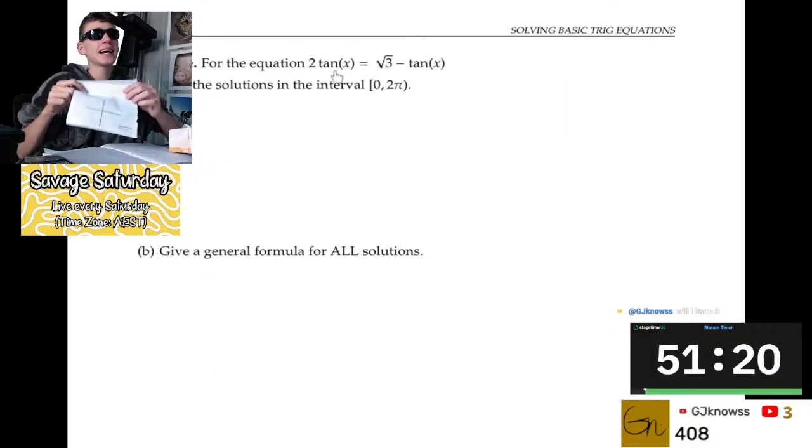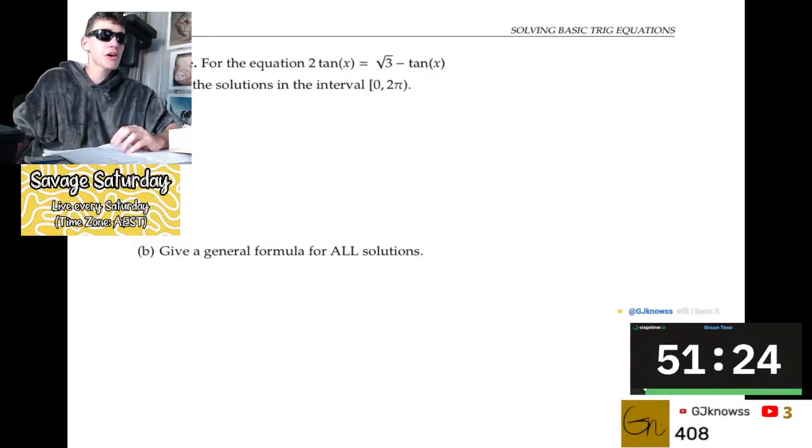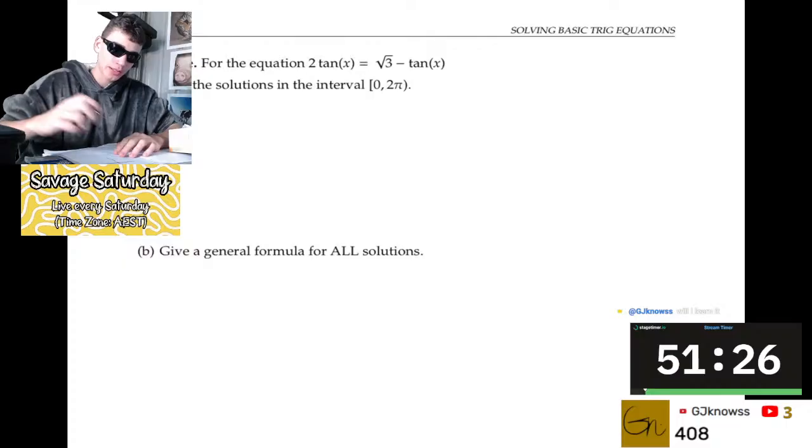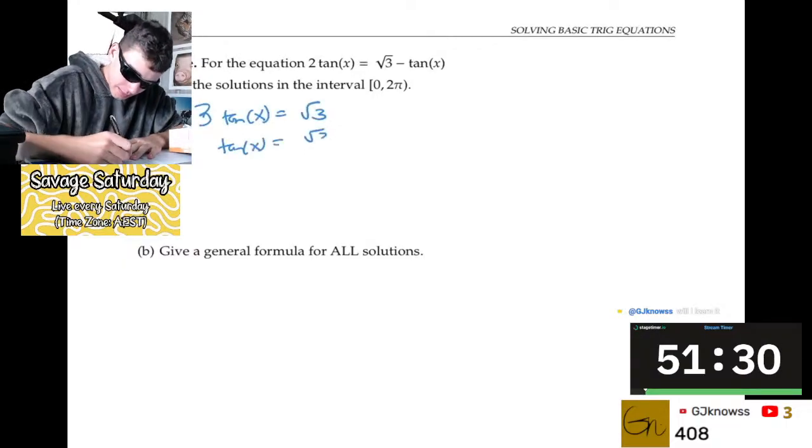As usual, I'm going to start out by isolating the tricky part, which in this case is tangent. Dividing both sides by 3 gives me 3 tan x equals the square root of 3, and so tan x is the square root of 3 over 3.